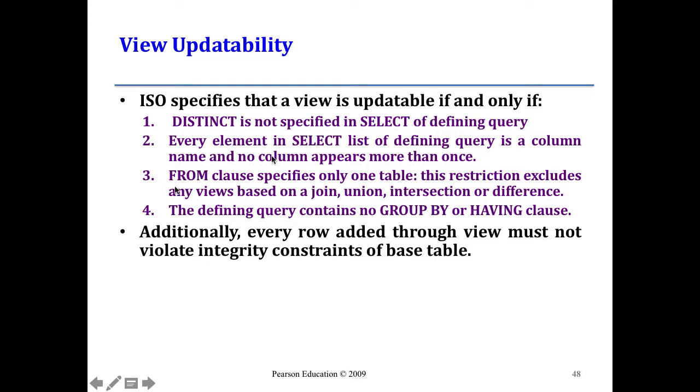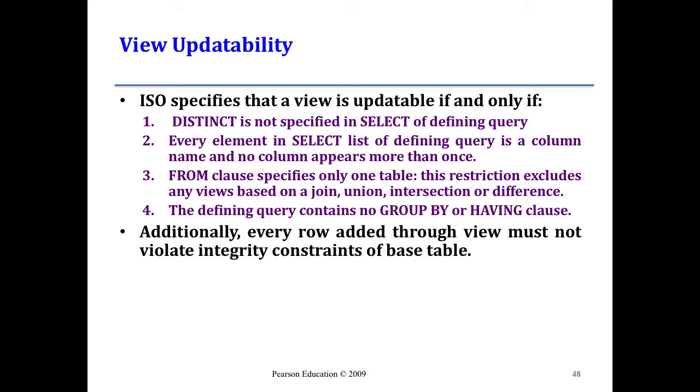Okay, let's see. Every element in the select list of the defining query is a column name. So what that means is that you can't use aggregation operations. This is a fancy way of saying you can't use aggregation operations because they are not column names. Count star is not a column name. You'll say, oh, but Brad, what if I say count star as staff count? Nope. The column name was count star.